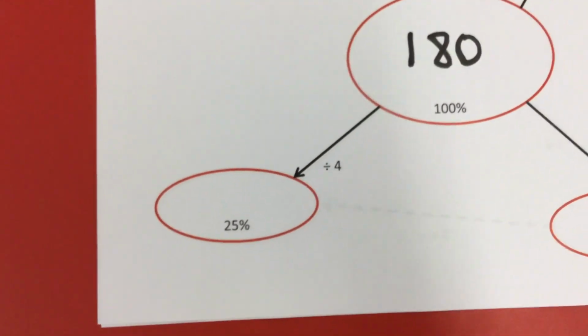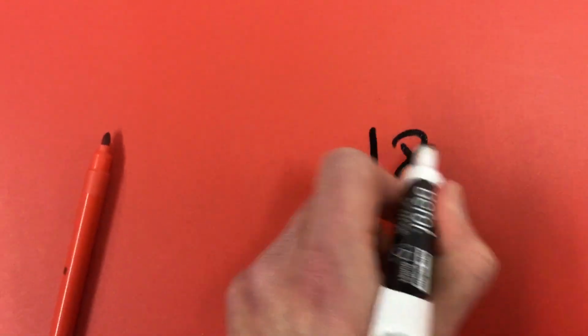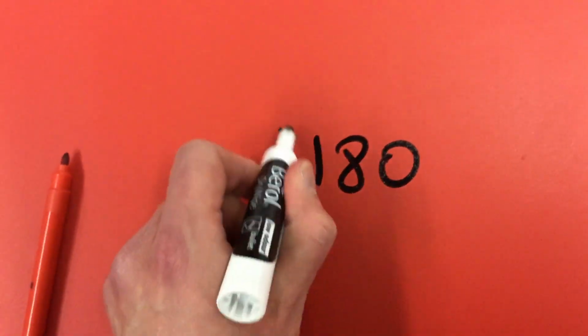Next, 25%. If you remember, 25% is equal to a quarter. So we can divide by 4. We can do 180 divided by 4.